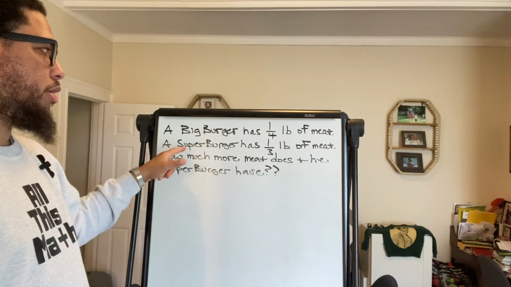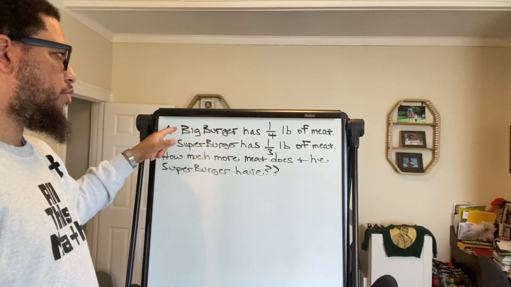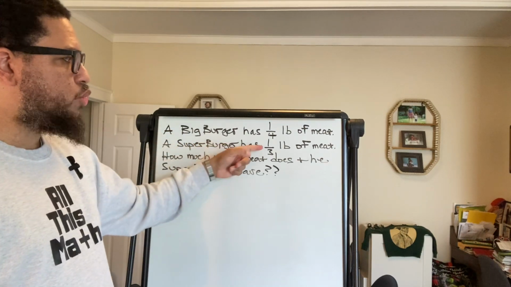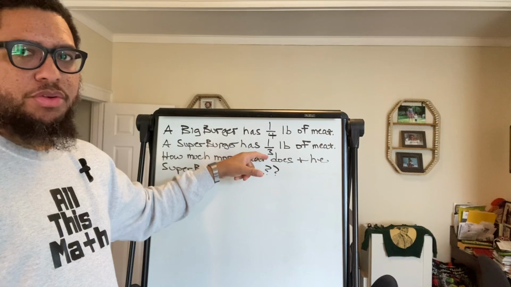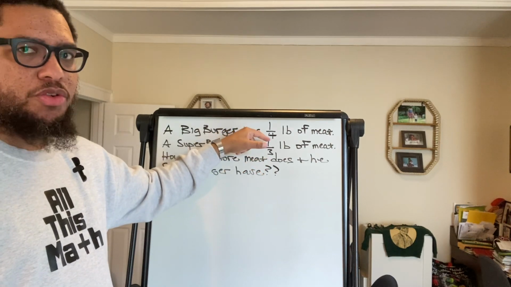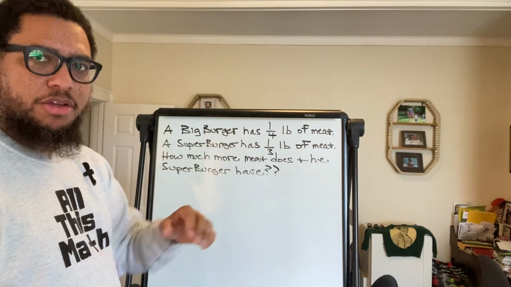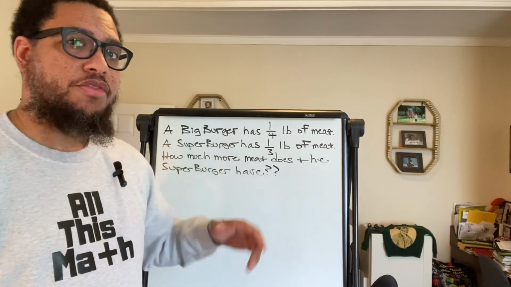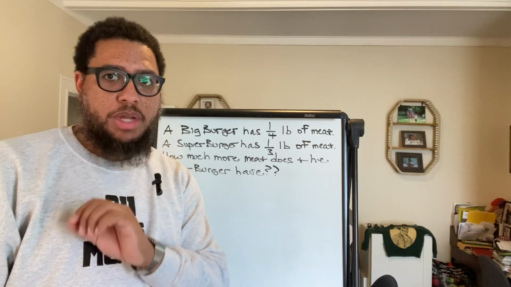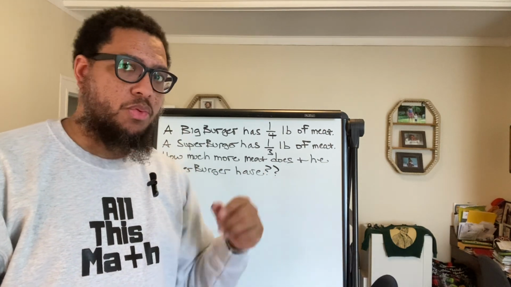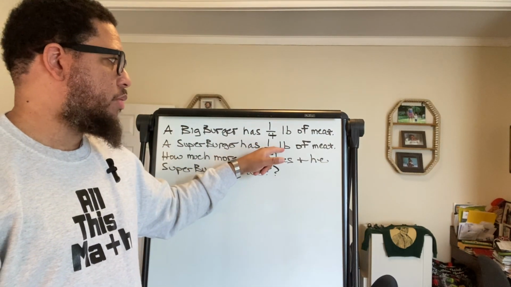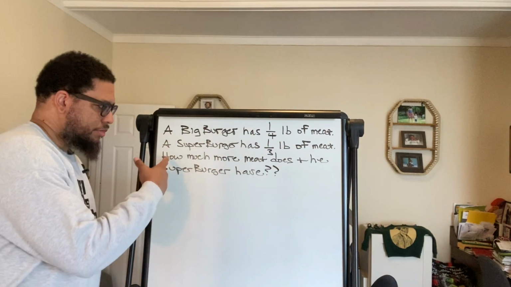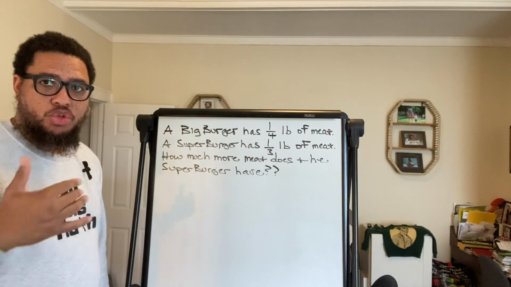A super burger, notice the different adjective. You got big and then you got super. A super burger has 1/3. Don't say 1/3, just like up here, don't say 1/4. Say 1/3. If 3 is your denominator, that means you got thirds. If your numerator is 1, that means that's how many thirds you got. You got one of them. 1/3 pound of meat. How much more meat does the super burger have?